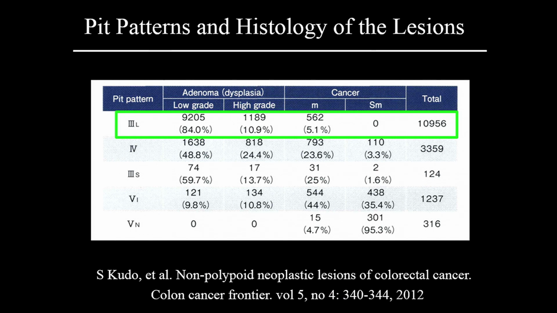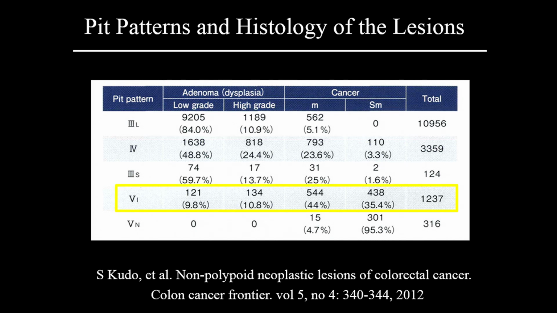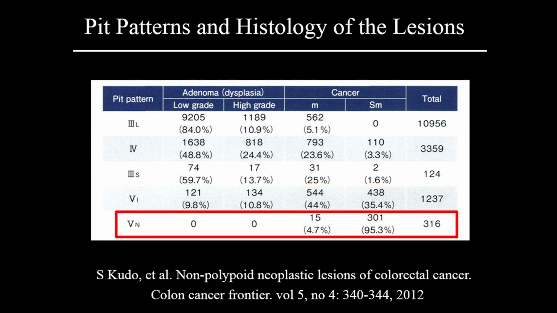Actually, according to Professor Kudo's publication, if the target lesion presents type 3L, most of the target lesions are still benign adenoma. 95% of lesions are still benign. But in case of type 5I, an irregular type 5 pit pattern, 80% of the lesions have already become cancerous. And of course, in case of a non-structured type 5 pit pattern, 95% have already become invasive cancers. So this is a very important take-home message.